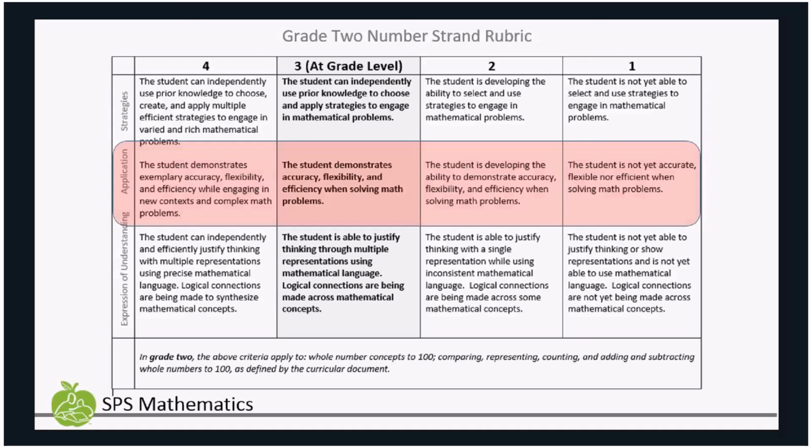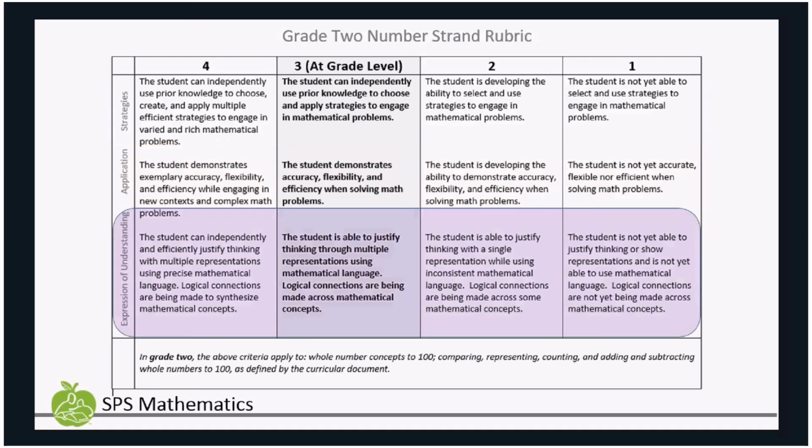And then the last area is the expression of understanding. How are students representing their understanding? Are they able to represent it through mathematical representations, concretely, pictorially, and abstractly? Can they communicate their understanding to you and to others? Can they defend their reasoning? Can they use mathematical language? And can they make connections between the math and themselves and the math and the math? All of those things encompass that expression of understanding.